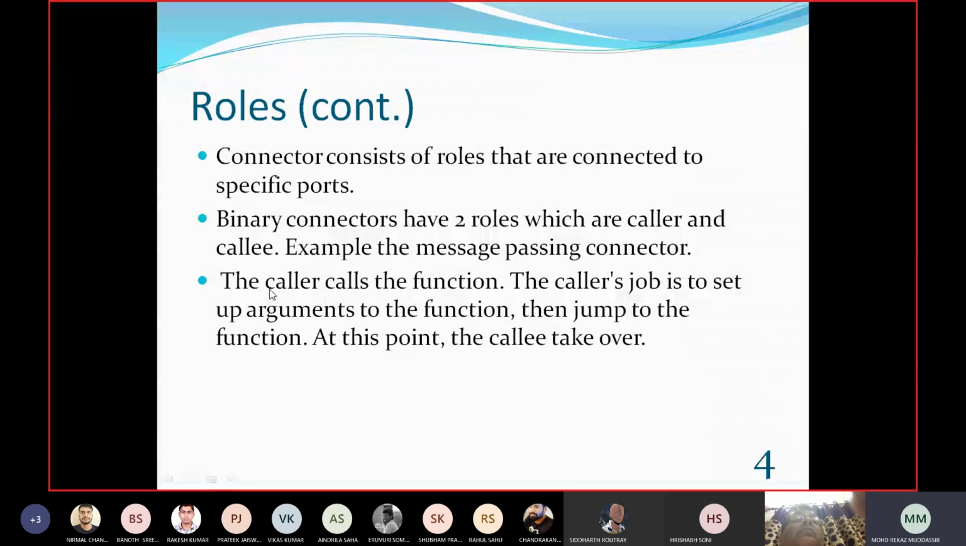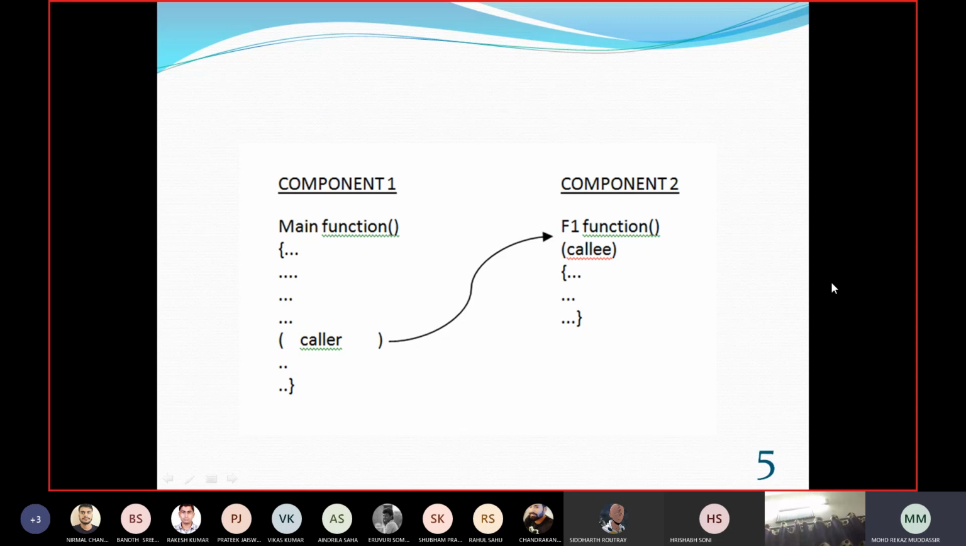And so what are caller and callee? The caller calls the function. The caller's job is to set up the argument to the function and then jump to the function, and after that the callee takes over. So let me show a little example of how they work in actual code.